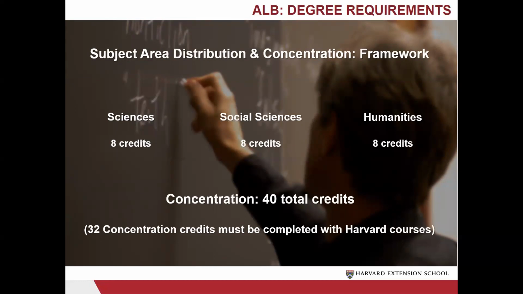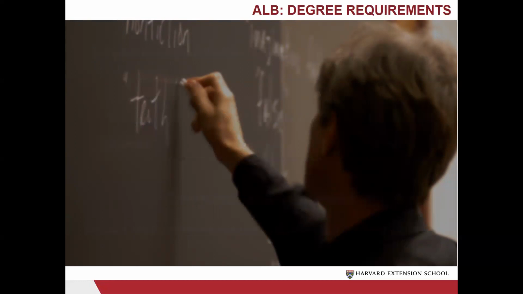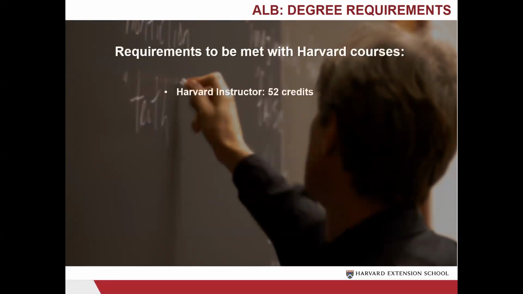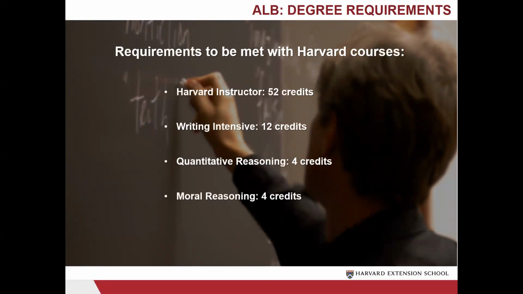Several of the specific degree requirements can only be satisfied with Harvard courses. As previously mentioned, there is the large Harvard instructor requirement of 52 credits. 12 credits must be writing intensive, 4 must be quantitative reasoning, and another 4 credits must be considered moral reasoning. Of all of the Harvard courses you complete, 16 total credits must satisfy the on-campus requirement.